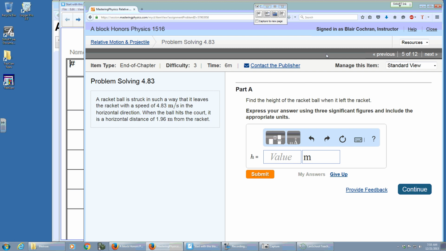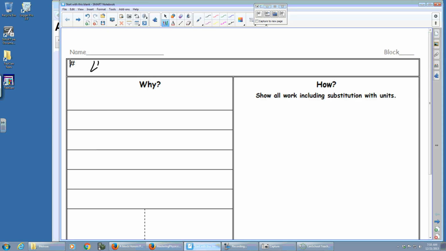In this one, very similar to one of the example problems we did. 4.83. Not required, but I might do a diagram just to make sure my thinking is aligned. I would put things like: the ball only has horizontal initial velocity. The ball is a projectile.